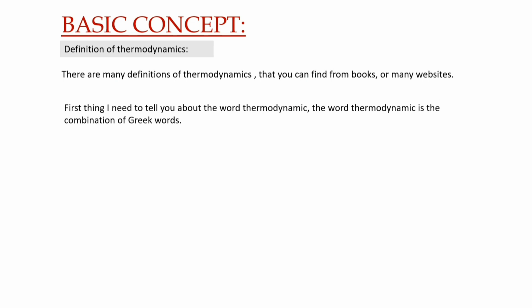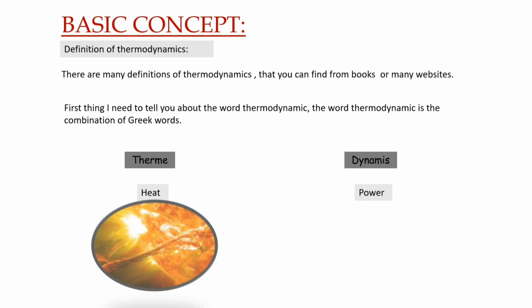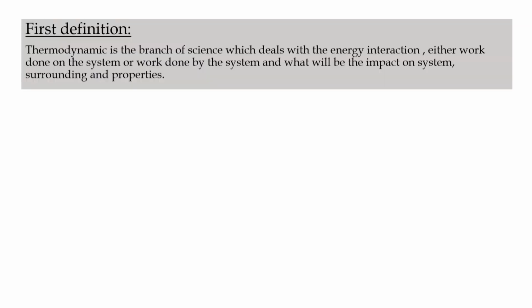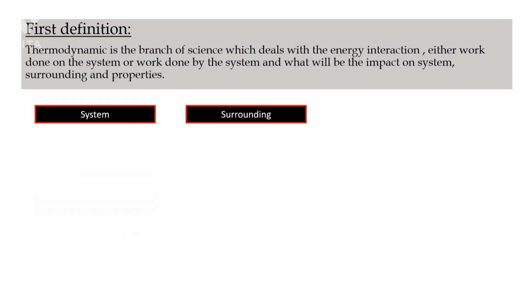First thing I need to tell you is about the word thermodynamic. The word thermodynamic is the combination of the Greek words therma and dynamis. Therma means heat and dynamis means power. As we all know, power is associated with work. So there is basically an interaction between heat and work. The first definition of thermodynamics says that thermodynamics is the branch of science which deals with energy interaction, either work done on the system or work done by the system, and what will be the impact on the system, surrounding, and properties.